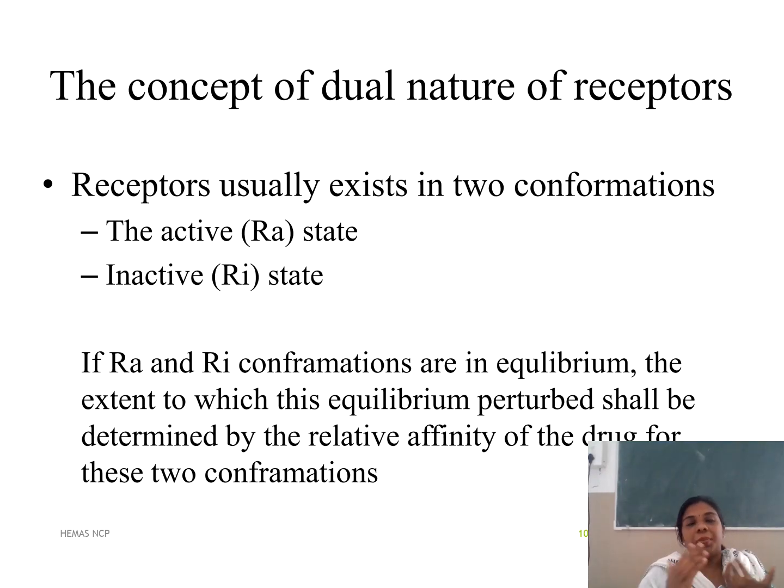The modern receptor theory explains that receptors are not a fixed structure. They can exist in two different conformational states and continuously shift between them. This is called dual nature receptors. So there is no fixed structure, no fixed shape. They can exist in two different conformational states and continuously shift between them.